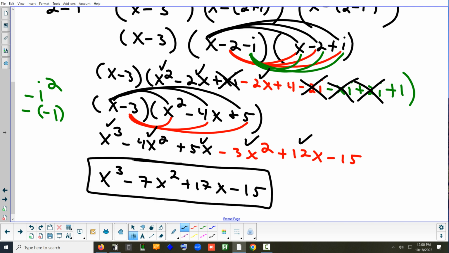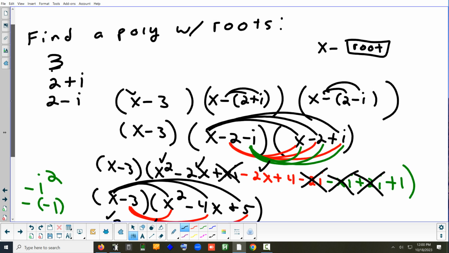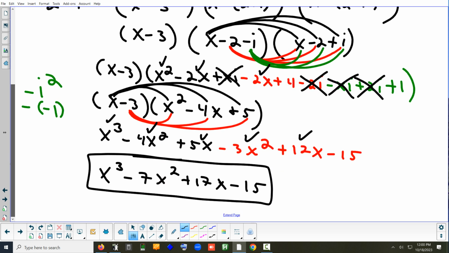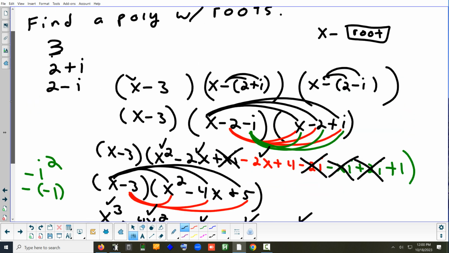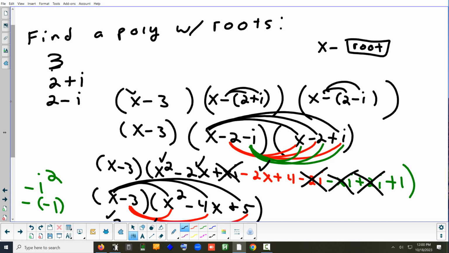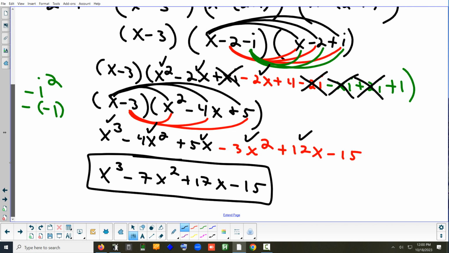So there's the polynomial that would have those 3 answers as roots. Now if you graph it, which one of these roots would you see on the calculator? Yeah, it would cross the x-axis at 3, and that's the only one you'd see. Question on that?